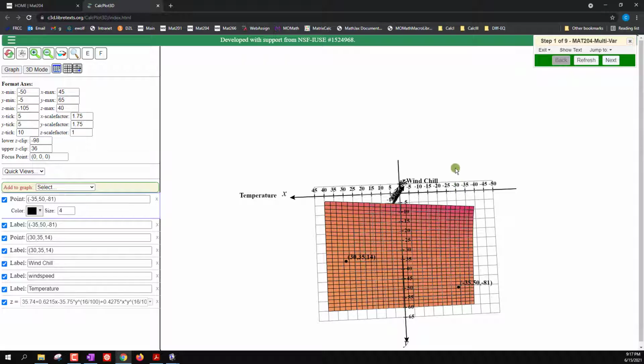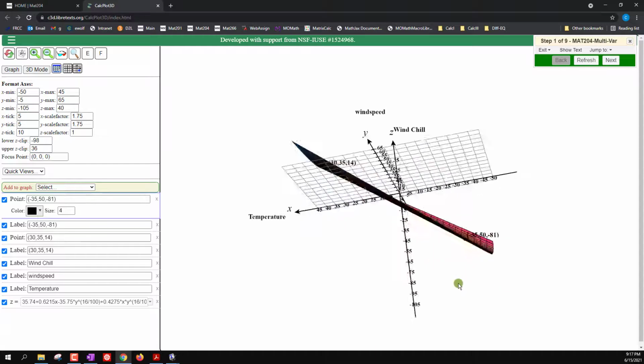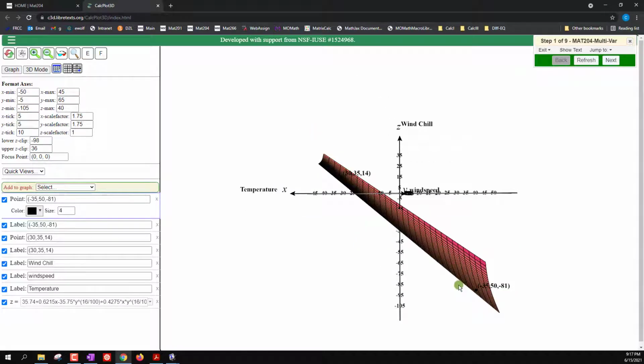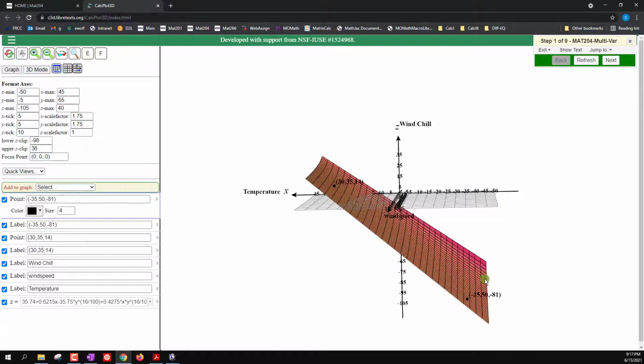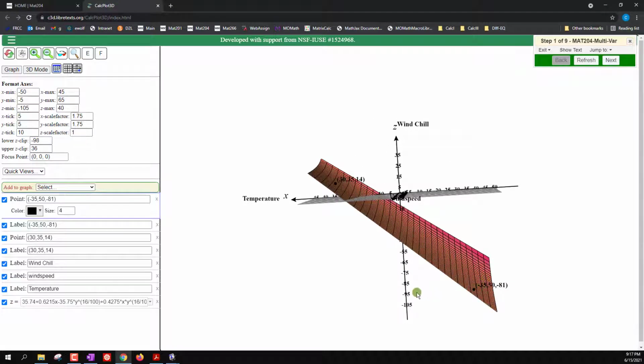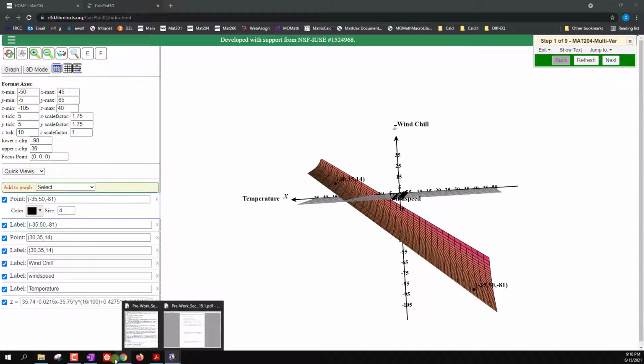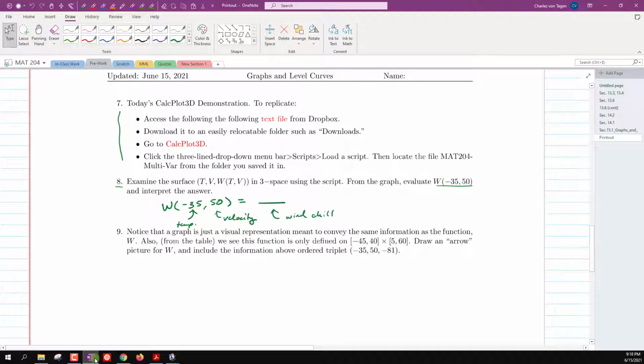And so you can almost think about this just like we did on the table. We go out to the x coordinate of negative 35, we look at where that intersects the y coordinate of 50, and although it's hard to tell here, that is the z coordinate of minus 81, and that should sort of fit with this image here where you see, yes, when we've got these 2 x and y coordinates, the z coordinate is about minus 81. So let's go ahead and fill that in here on our pre-work. So this was minus 81. And let's go ahead and continue.